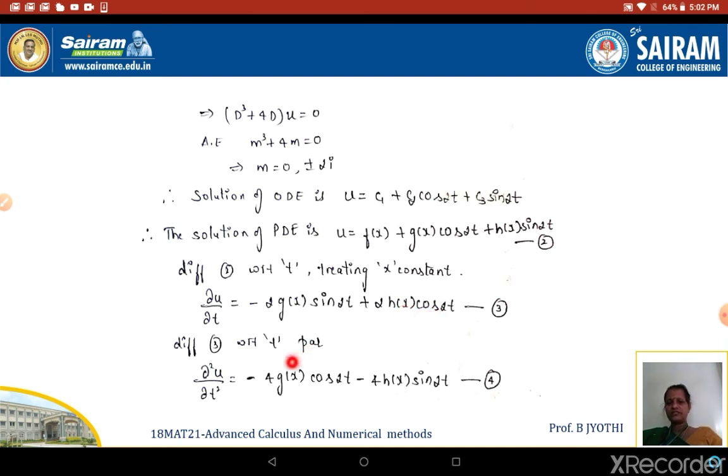Now let us differentiate the equation 3 with respect to t partially, because we have the three conditions. One is u, another one is dou u by dou t, another one is dou square u by dou t square. So let us differentiate this again with respect to t partially. Then what we will be getting is minus 4 times g of x, which is a constant, cos 2t, minus 4h into sin 2t. This is what we get. So this we will call equation number 4.